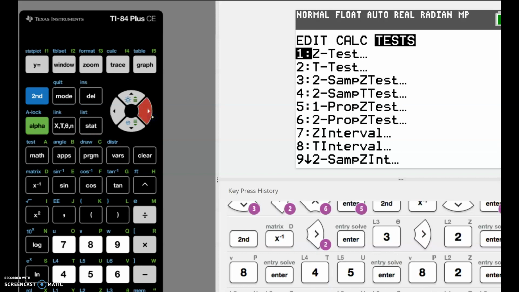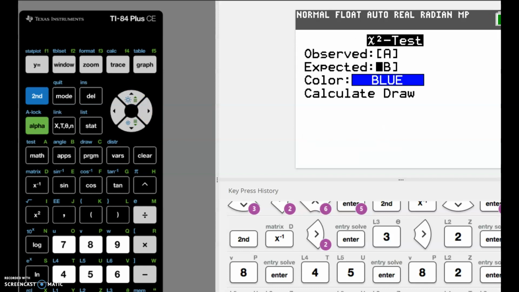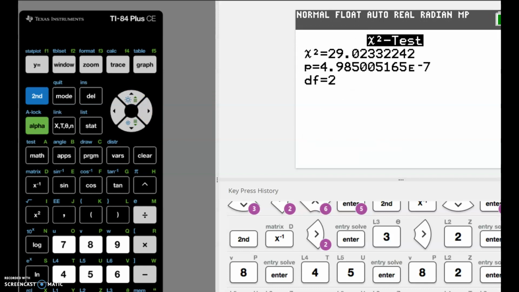52 and 43. Okay? And you're going to go to stat test chi-squared. Enter A and B. Wow, look at that p-value. That is super small. Okay, so it's about 0. Chi-squared value is really, really large. Again, as your test statistic increases, your p-value decreases.